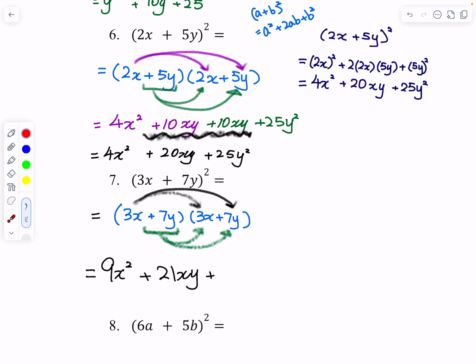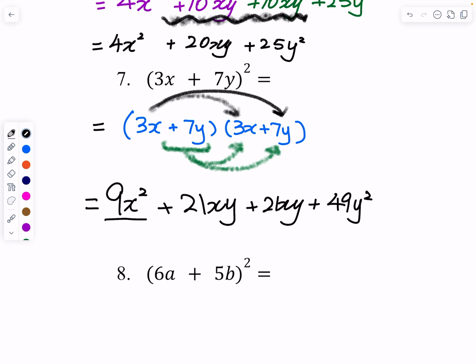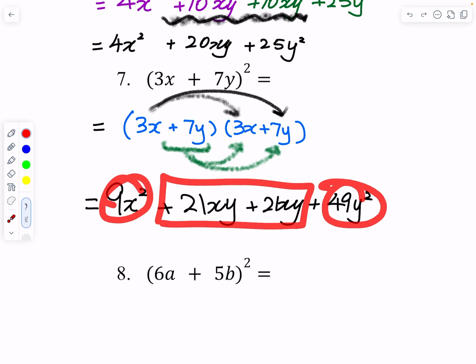The bottom part as well, 7y times 3x, 7 times 3 first, which is 21, and then what are the unknowns? xy. And then the last part, 7y times 7y, numbers first. 7 times 7, we get 49 y squared. And then find the like terms. Like term means we have the same unknowns. No more x squared, no more y squared, but these are the same.